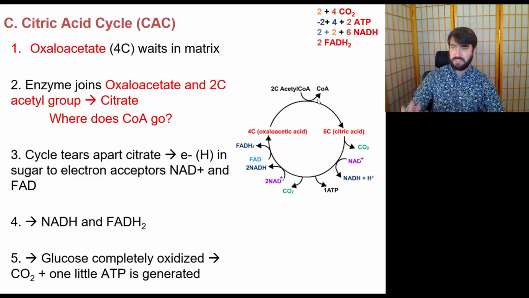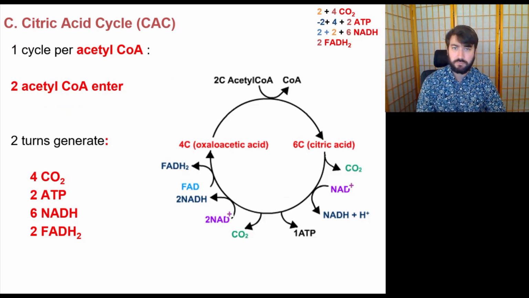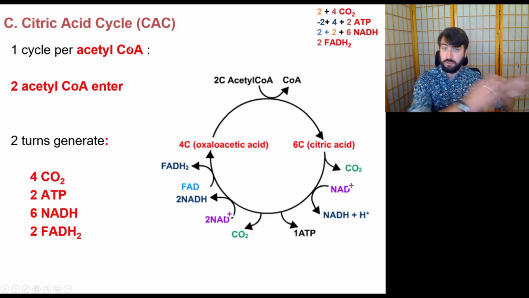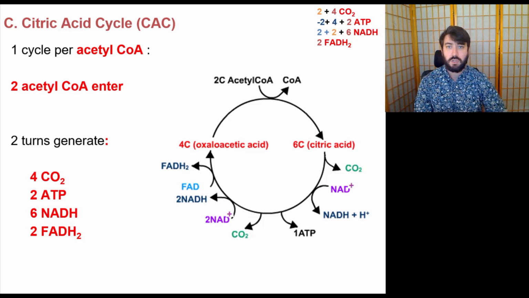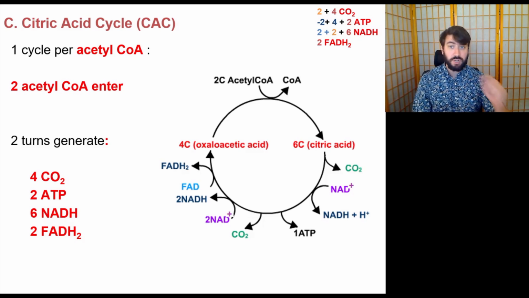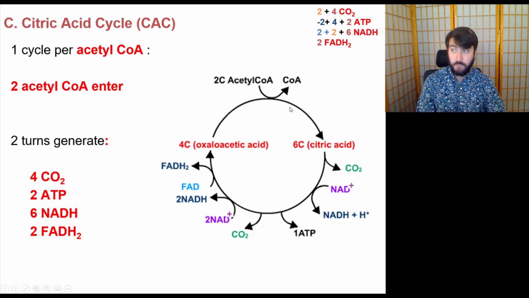Okay, now let's simplify this down and maybe check our math a little bit. You have one turn of the citric acid cycle per acetyl-CoA, right? Which acetyl is the leftover carbon. CoA is the coenzyme that helps shepherd this acetyl group along. So you have 2 acetyl-CoAs enter the cycle per glucose molecule. It takes 2 turns to break those down and generate 4 carbon dioxides, 2 ATP, 6 NADHs, and 2 FADH2s.